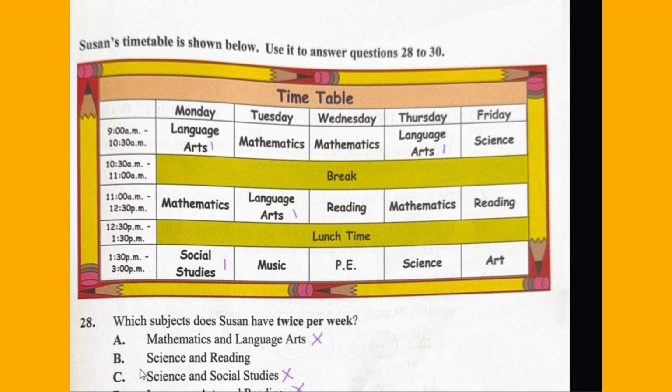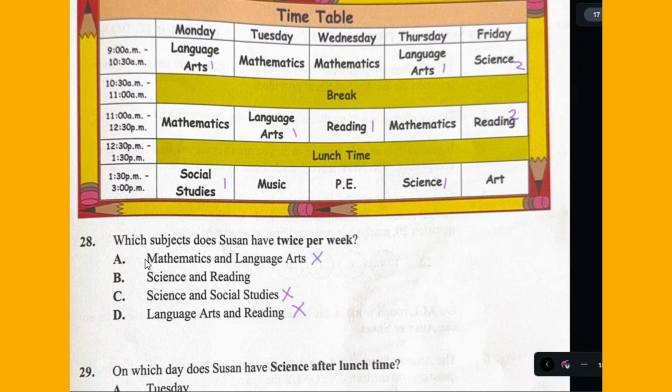Now let us check the final answer for accuracy, science and reading. So science is 1, 2, and then reading is 1, 2 times for the week. So the subjects are science and reading.